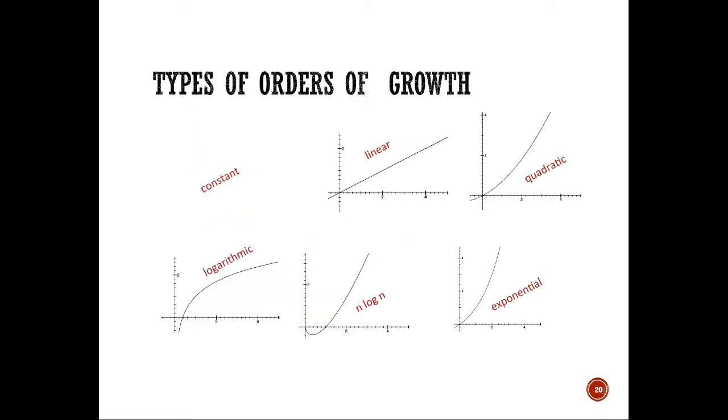So typically, we can express orders of growth in one of several orders. We mention it's constant if the order is just a number, linear if it's in the linear combination of the size of the input, quadratic or what we can call polynomial, logarithmic, n log n, and exponential.